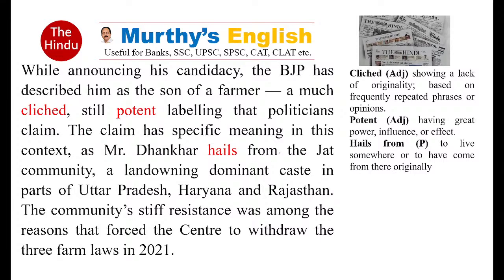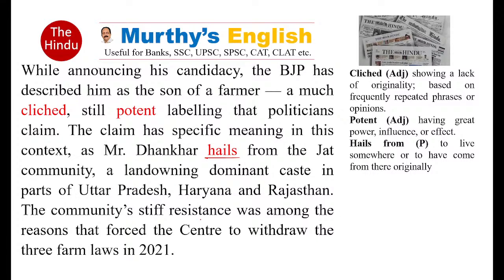The claim has specific meaning in this context. What is that meaning? Mr. Dhankar hails from the Jat community, a land-owning dominant caste in parts of Uttar Pradesh, Haryana, and Rajasthan, Punjab also. Hail has a different meaning, but when we use the preposition from, it means belongs to, comes from the Jat community.